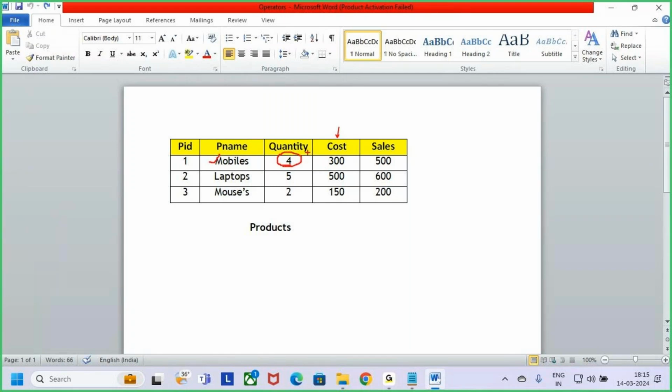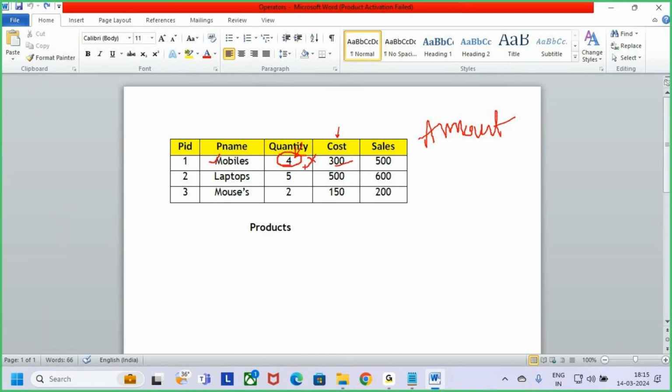4 mobile phones. So I want to find out the total amount I'm spending on the business to buy the 4 mobile phones. Each mobile is 300. How many mobile phones am I buying? 4 mobile phones. So to understand the total amount I'm spending, I need to multiply what?